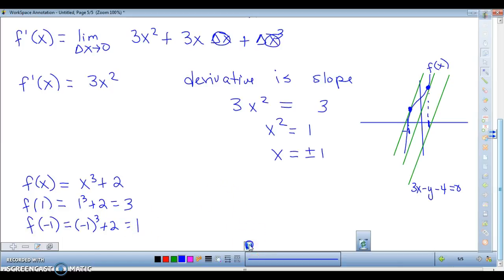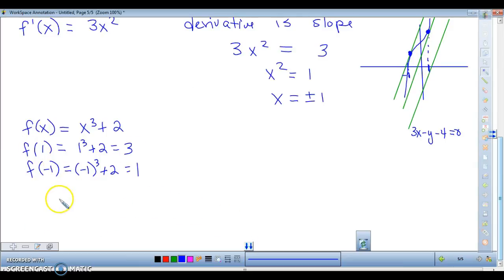So the two ordered pairs that I'm going to be using are going to be 1, 3 and negative 1, 1. So right here is the negative 1, 1, and right here is the 1, 3. And both of these have a slope of 3, because all of these have a slope of 3.